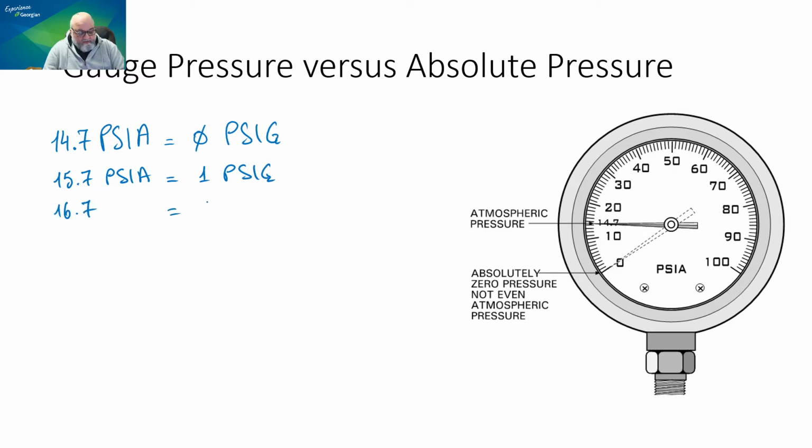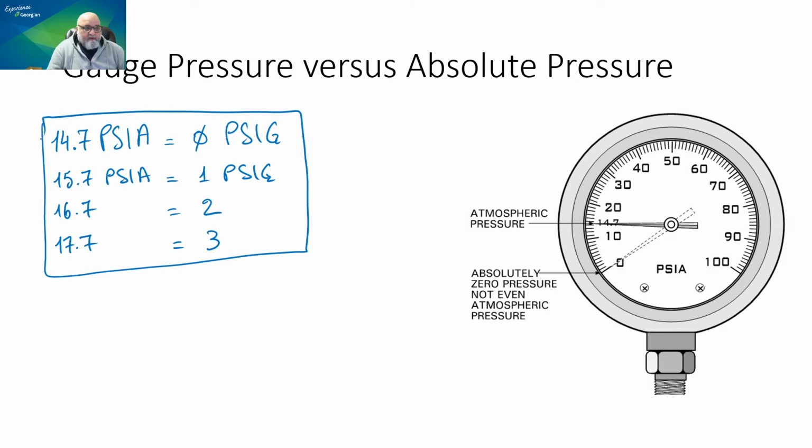16.7 equals 2 PSIG, 17.7 equals 3 PSIG, and so forth. Okay, this is what TSSA is going to test you on for sure. I'm pretty sure there was maybe a question about that also in the G3. They like to keep asking that question, making sure that everybody knows about PSIA.